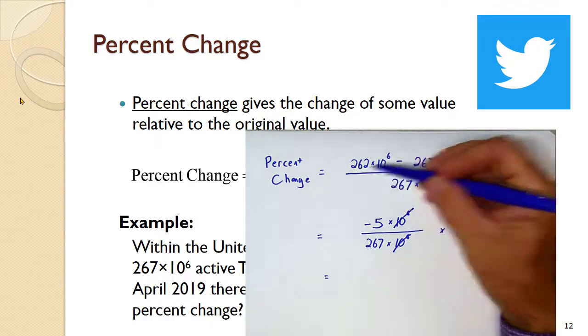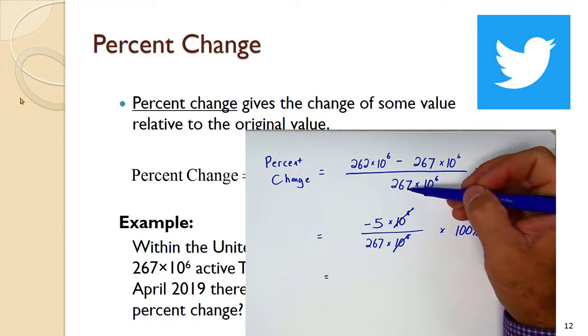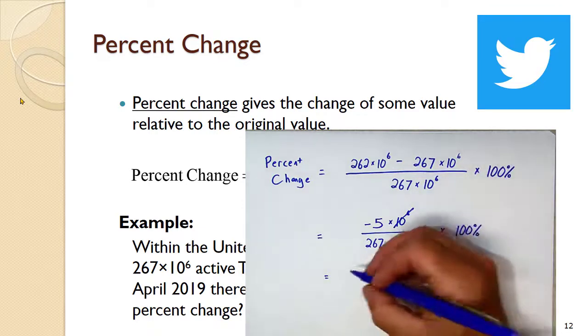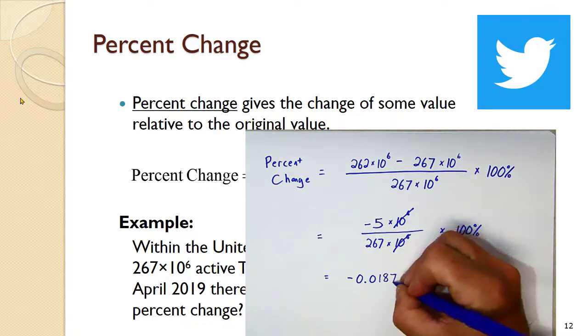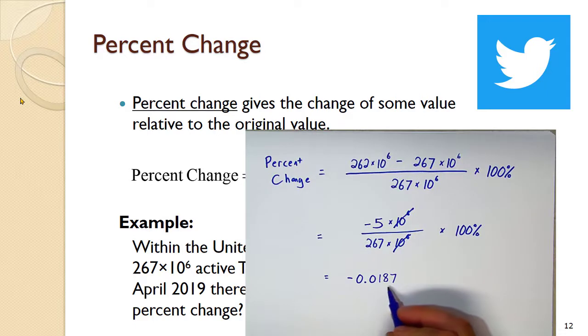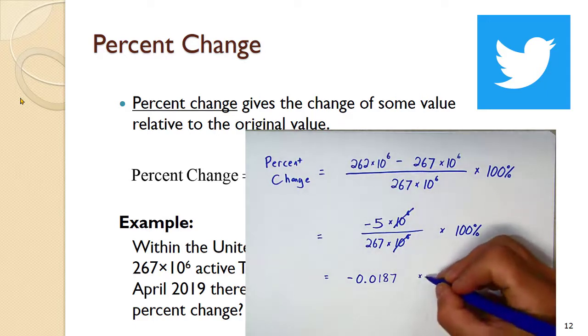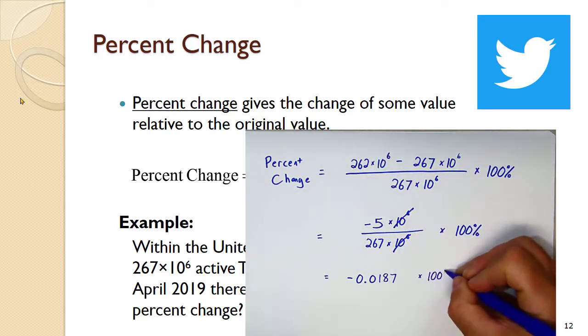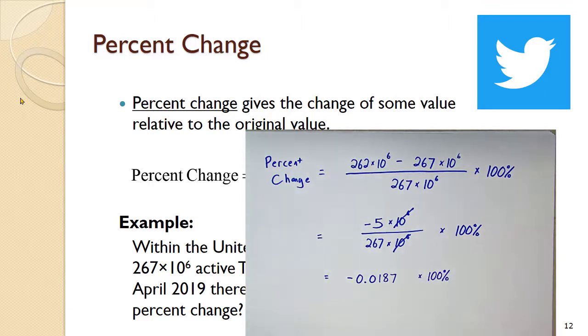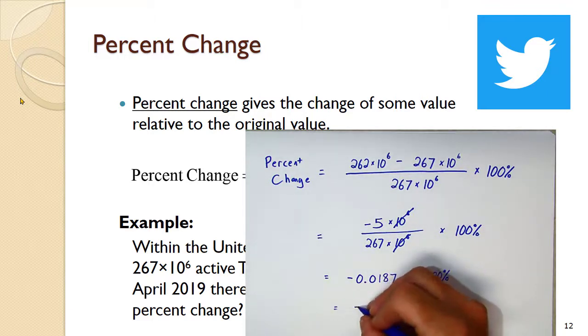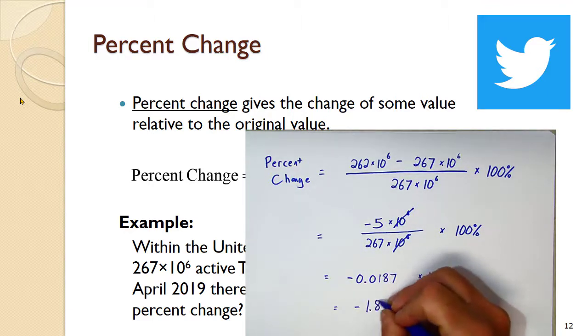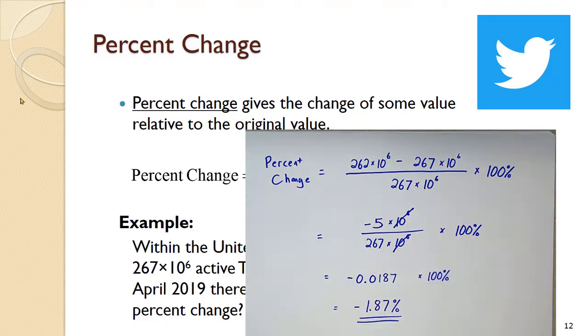Now all these input values had 3 significant digits on them. We should keep 3 significant digits, and we get negative 0.0187. And again, that's a decimal, so that needs to be turned into a percent. And if we do that, we get negative 1.87%. The negative sign is important there because the negative sign tells you that it's decreasing. A positive value would mean that Twitter usage had gone up.